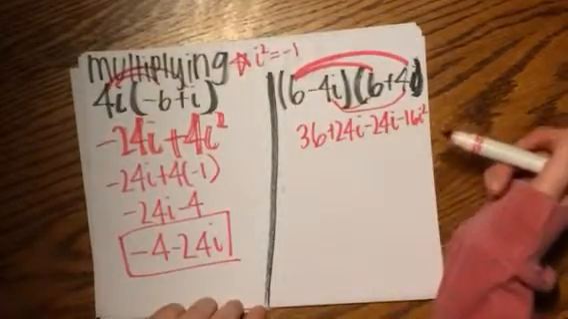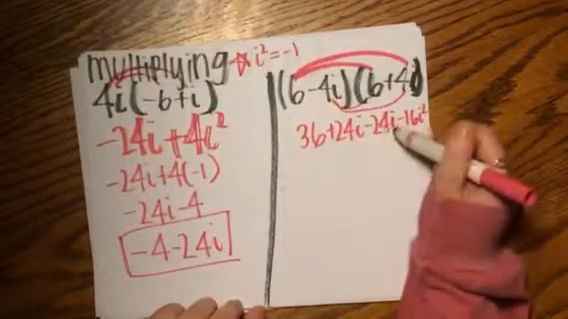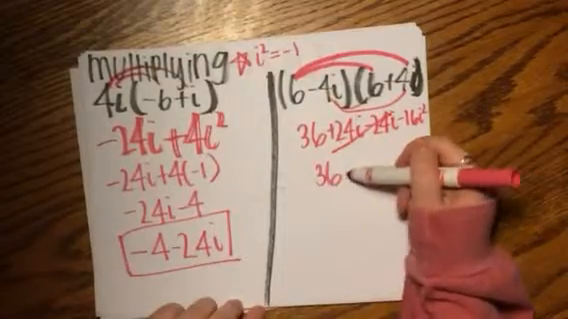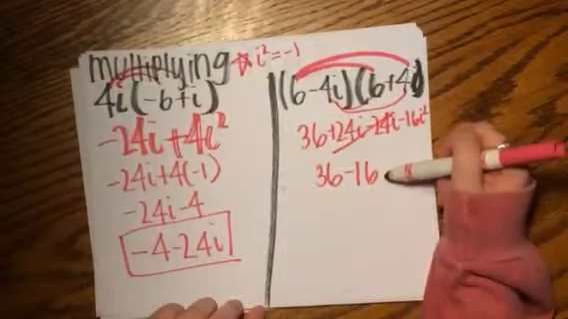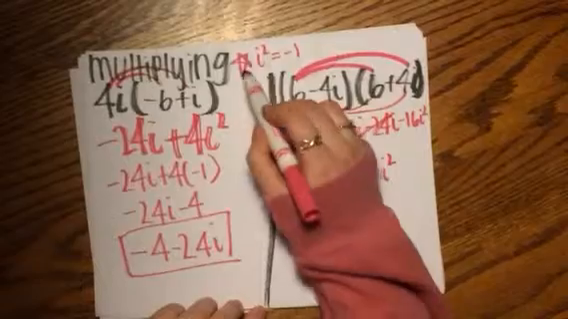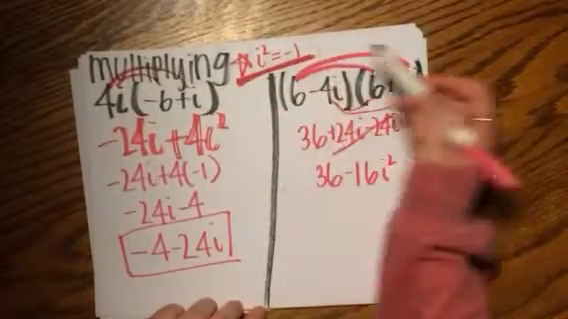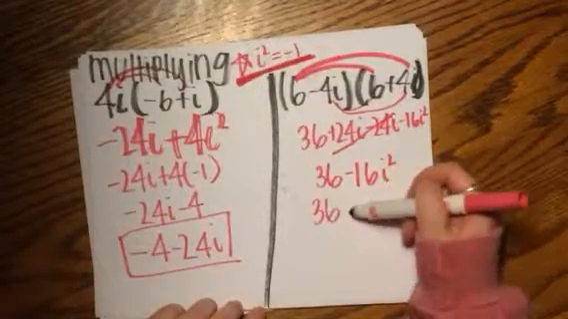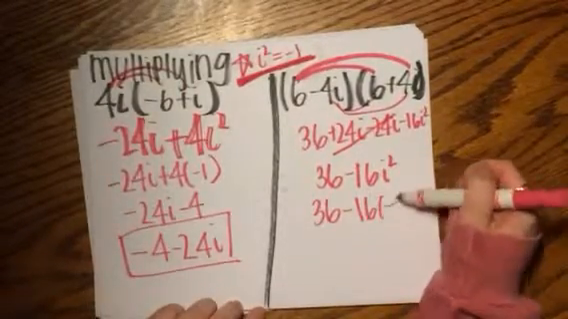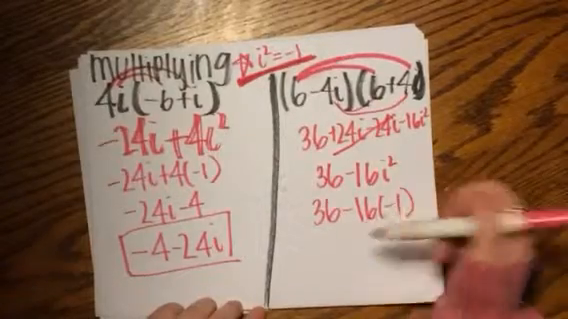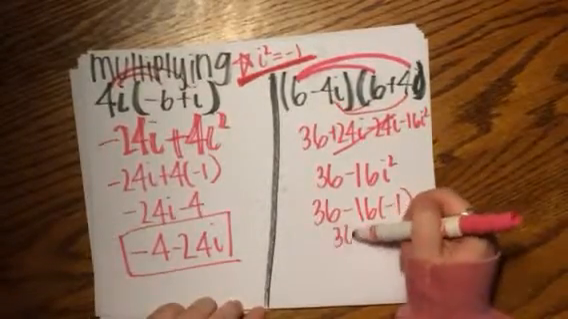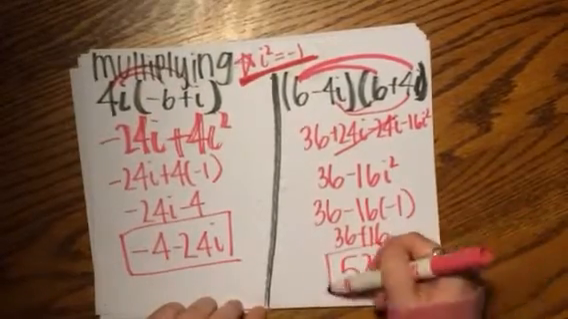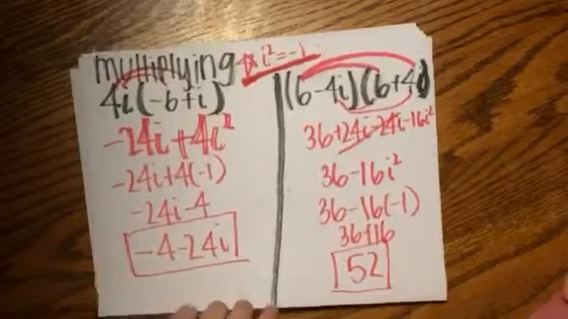Then I combine these like terms. 24i and negative 24i, those two cancel out. So we're left with 36 minus 16i squared. And we have that i squared again, and i squared is equal to negative 1, so we're going to substitute that in. So we have 36 minus 16 times that negative 1, which gets us a positive 16. So 36 plus 16 gets us 52. And that is our answer.